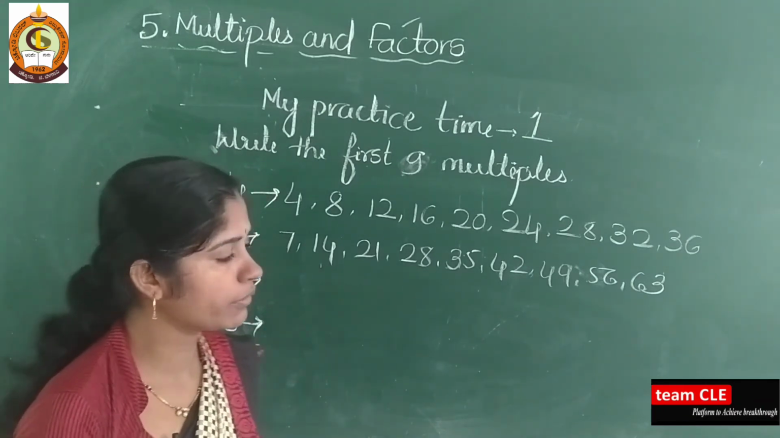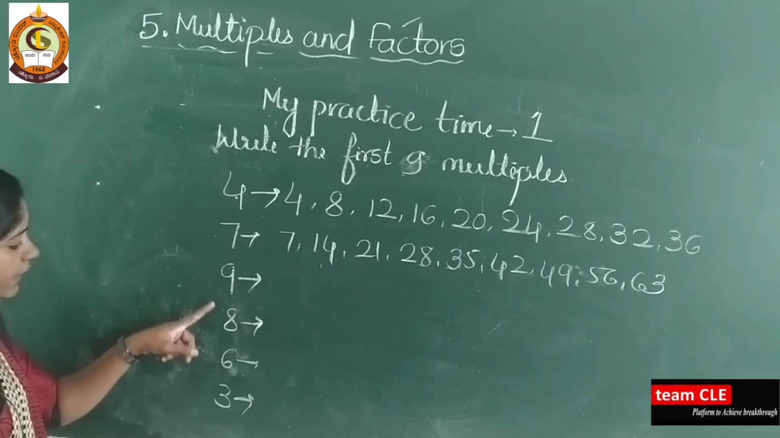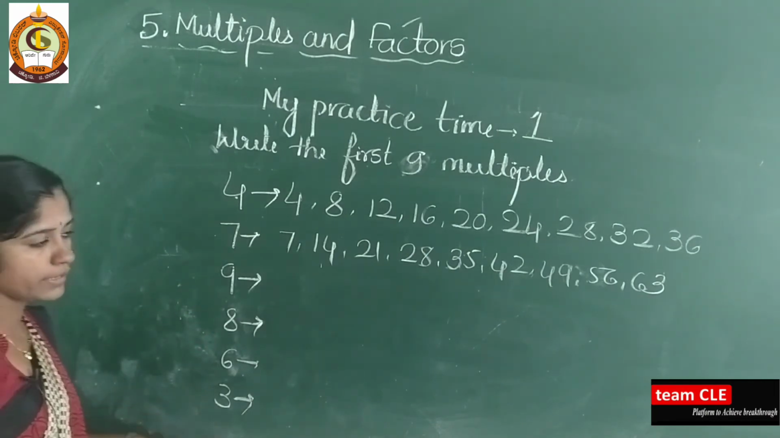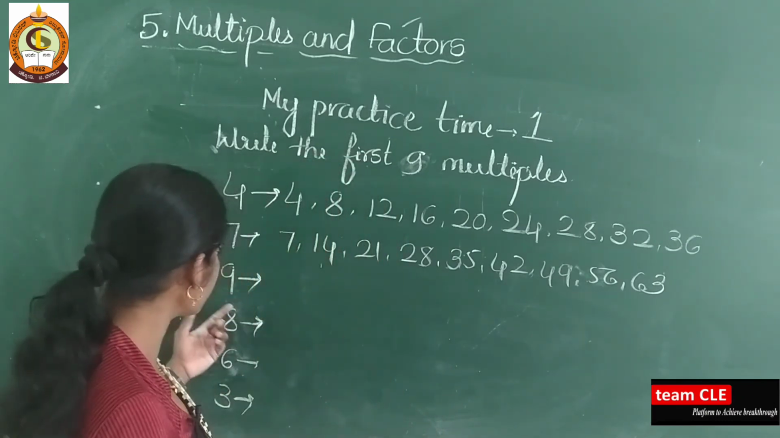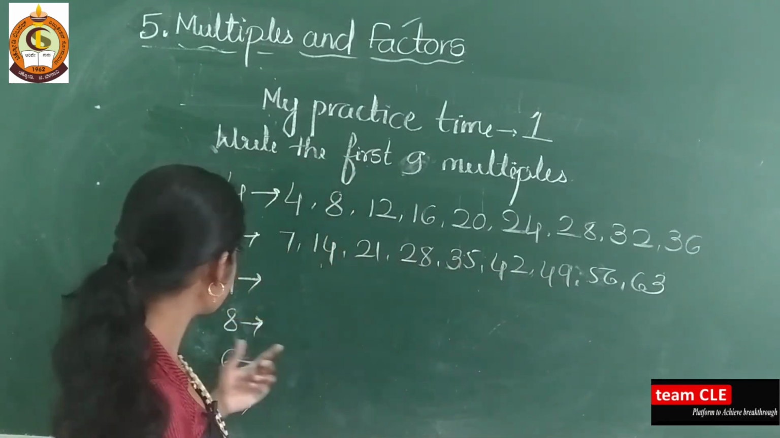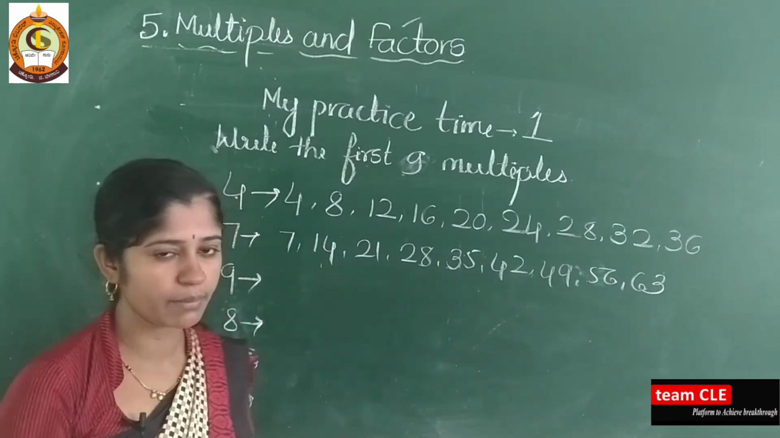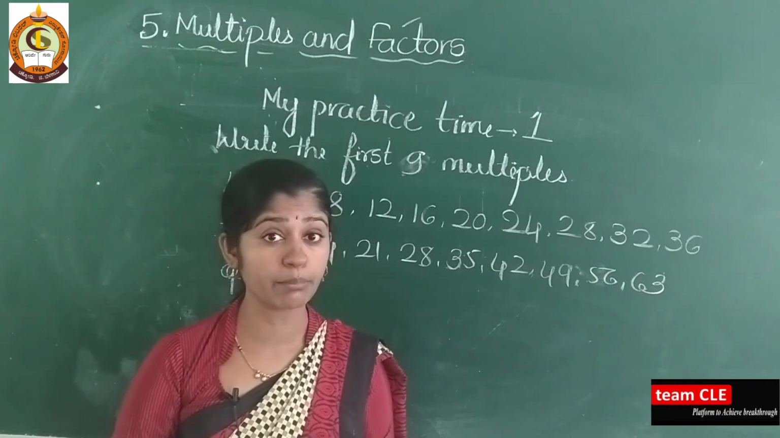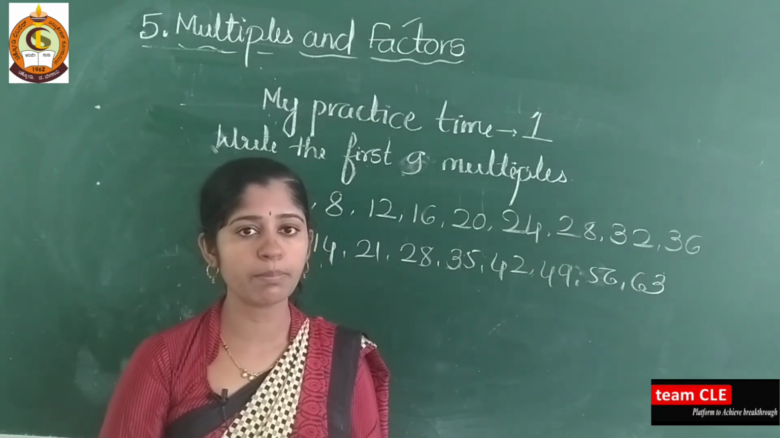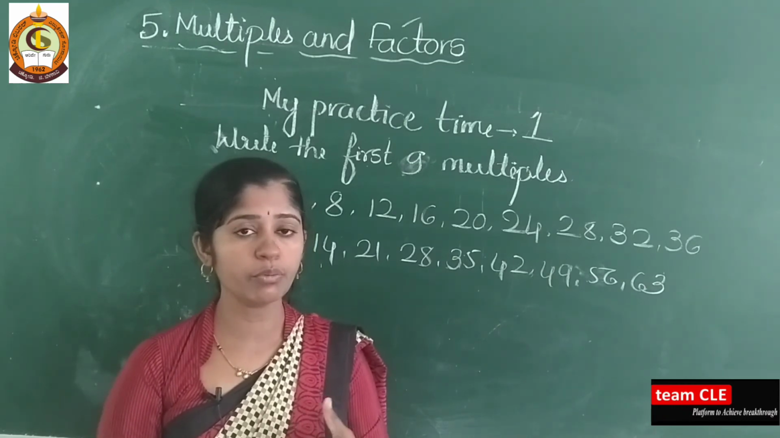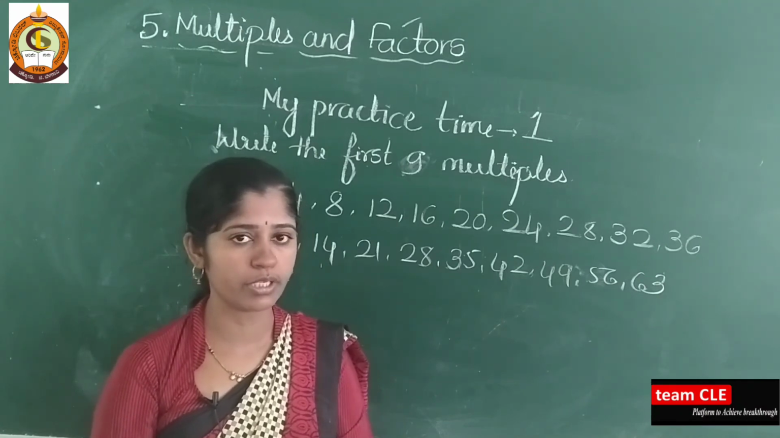I hope you are getting my point. Dear students, the remaining examples, 9, 8, 6 and 3, you do as homework. Here you have to write the tables of 9, 8, 6 and 3 up to 9. Multiples means you need to write their tables. When we multiply a number with 1, 2, 3 and so on, whatever answers we get, we call them multiples.